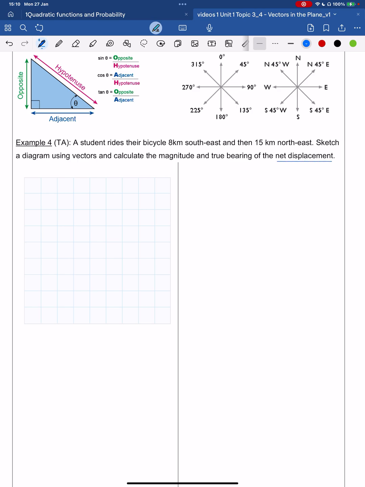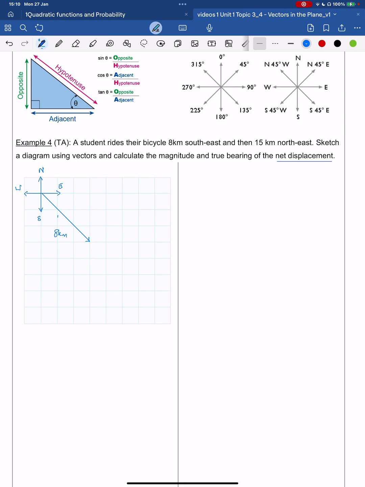Okay, so our resultant vector. Let's start by putting in our compass points. So we know we have north, south, east, and west in those directions. And 8 kilometers southeast means we're exactly at a 45-degree angle from here. So let's go about that far down, and we're going to go exactly to there. And we're going to make that one, that's the direction they're traveling, and that's going to be 8 kilometers.